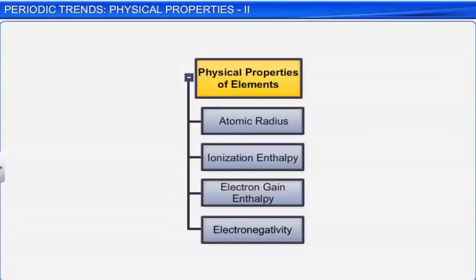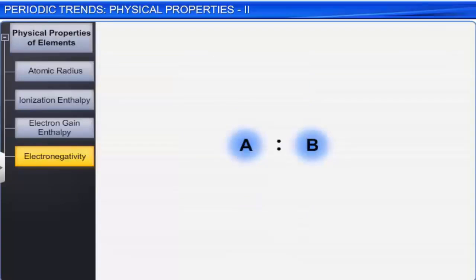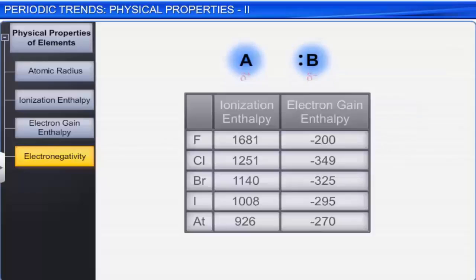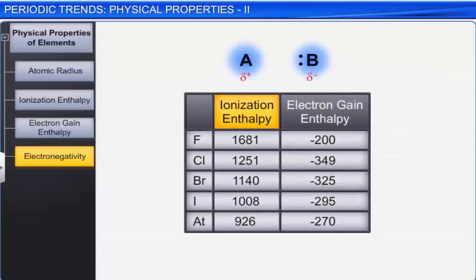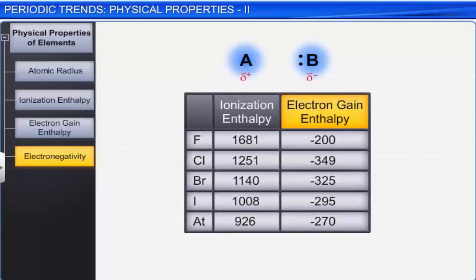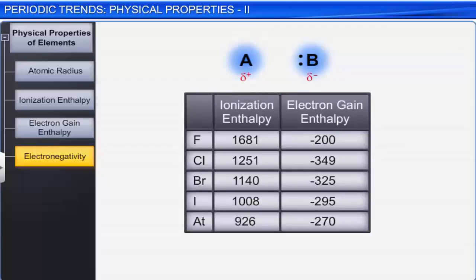Another physical property of elements in the periodic table, usually confused with electron gain enthalpy, is electronegativity. It is the ability of an atom in a chemical compound to attract the shared pair of electrons towards itself. It differs from ionization enthalpy and electron gain enthalpy, as it is the property of the atom in the bonded state and not in the isolated gaseous state.